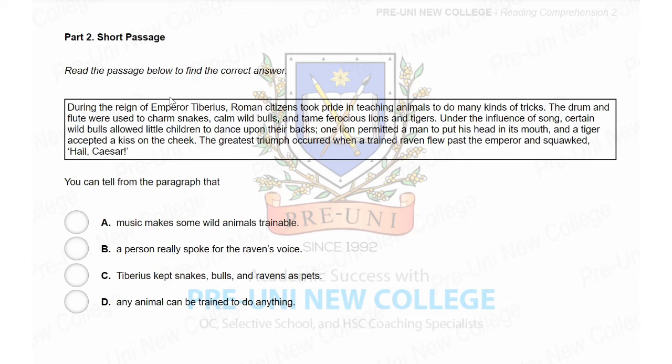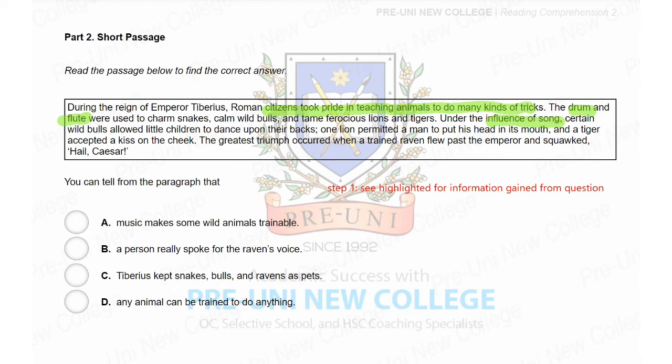So what can we tell from this paragraph? Again, let's use our approach to short passage questions. The first thing to do would be to gain the information provided in the question. In the passage, we are told that during the Roman period, the citizens made animals do a bunch of tricks, and these involved different instruments to produce sounds that could change the behavior of animals. And we're told that it was under the influence of song that these acts occurred. So that's going to be the biggest takeaway from this question.